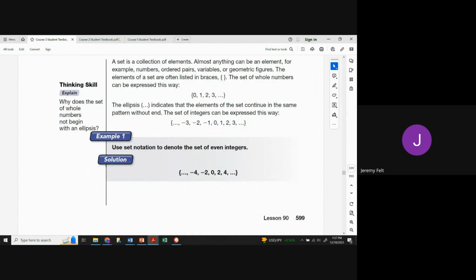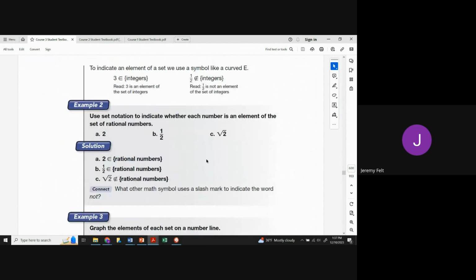But how we do this, there's a lot of different symbols and things that go with this. So we'll watch a video in class that goes over it as well, but just pay attention to some of them. So we use the set notation to denote the set of even integers. Okay, so that's what we're doing.